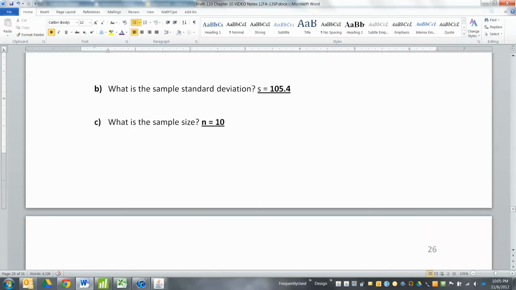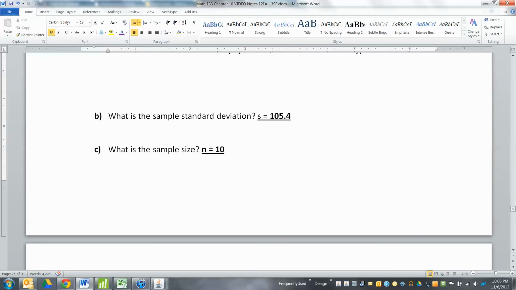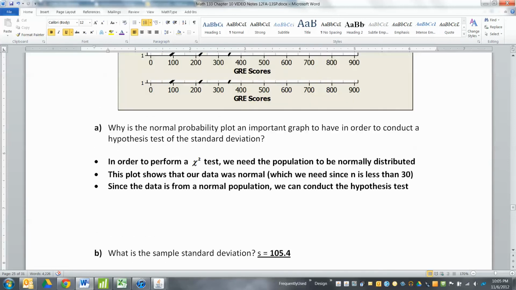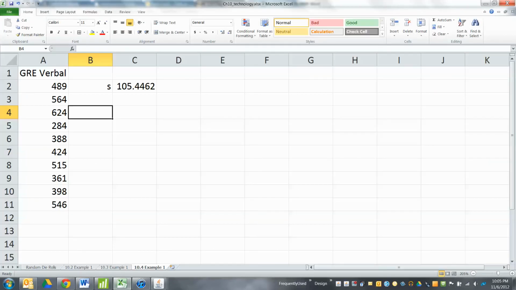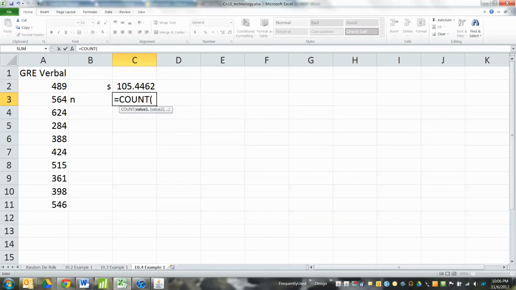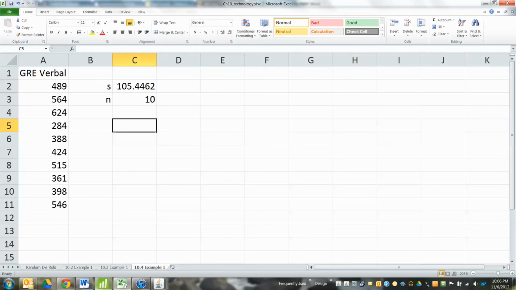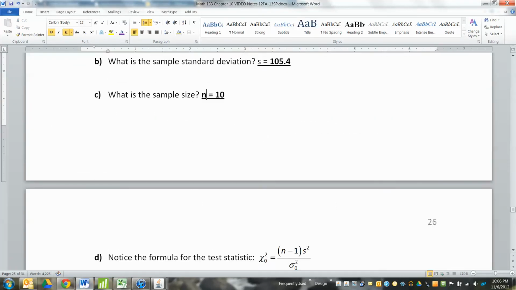Alrighty, so that's S. That's our sample standard deviation. Our sample size, that's pretty obvious, that's 10. You can check it with the count feature if you really want, equals count of A2 to A11. And it'll tell you there's 10 in there. There we go. Alrighty, done.